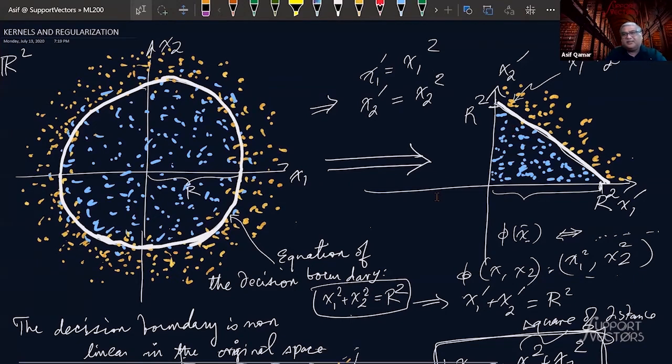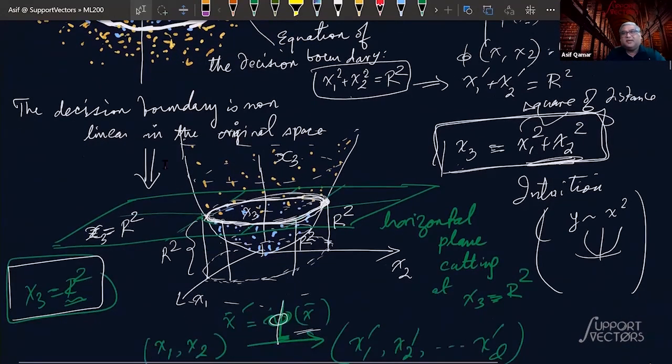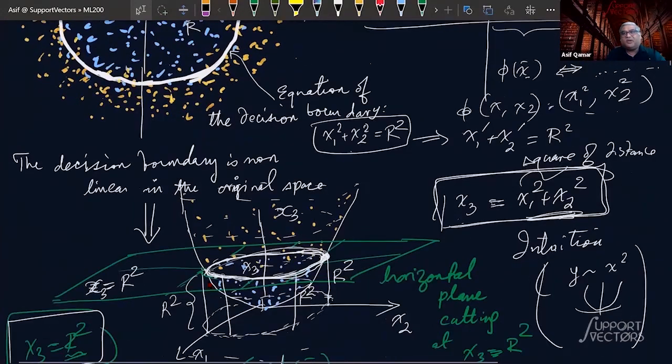Then the other way is, and the same thing, we can do it in multiple ways. This other way that we could do it is, you could actually lift to a higher dimension. What you do is you create a variable x3, which is the square of the distance from the origin of each point. So because it's the square of the distance, it is x1 square plus x2 square, it will have a parabolic shape. And in the parabolic shape, the blue points will be towards the bottom of the parabolic surface, and the yellow points will be everything above it.